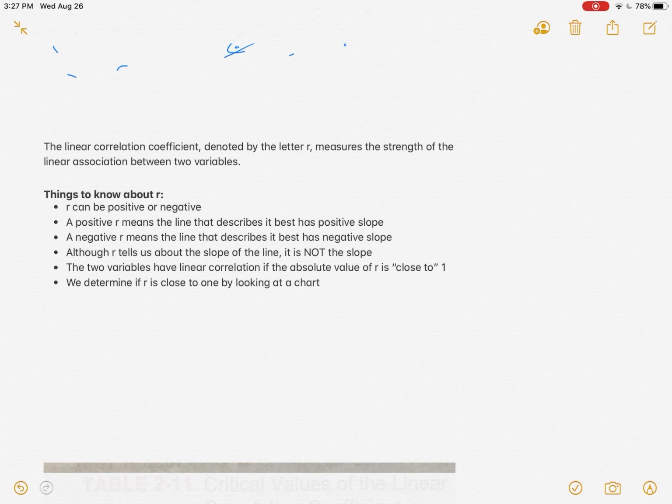R can be positive and R can be negative. A positive R means that the line that best describes it is going to be positive in slope. It's going to go up over time. A positive slope line would increase as you look at it from left to right. A negative r means the exact opposite, that it's going to drop over time.